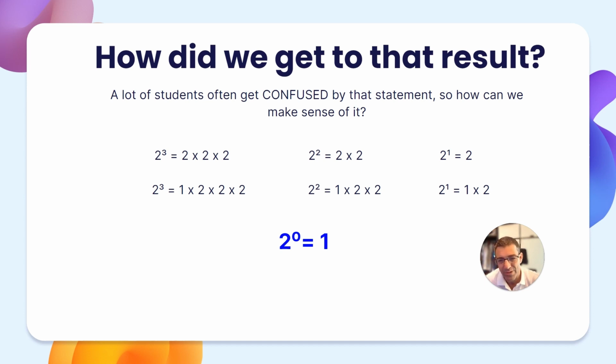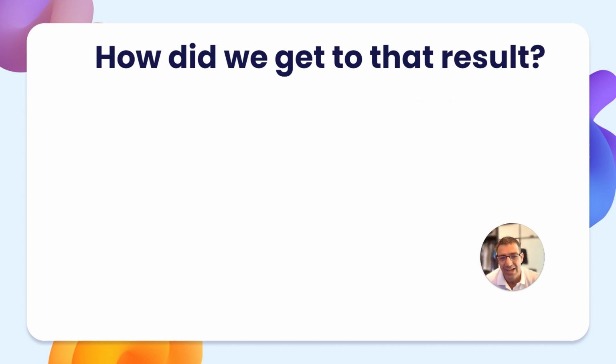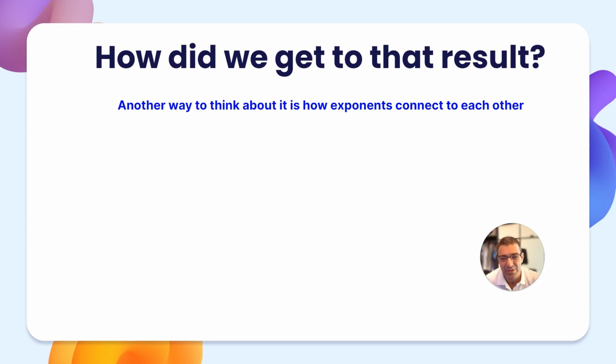Now, if you're not happy with this argument, that's totally fine. We can get there in some other ways. You can think about how exponents are connected to each other. So think about this. 2 to the power 3 is 2 times 2 times 2, which is 8. Now, if you divide that by 2, you get 2 to the power 2. So dividing by 2 is the process of removing one of the powers. So you'll get 2 squared, which is 2 times 2, which is 4.